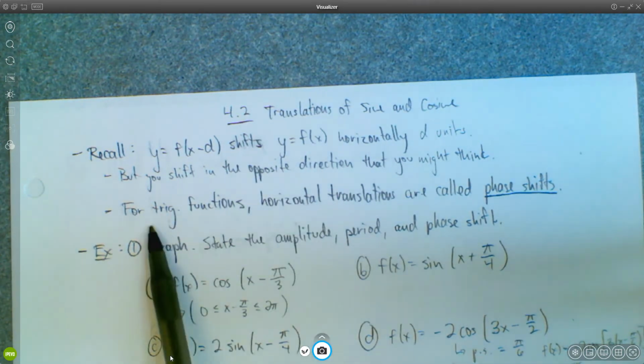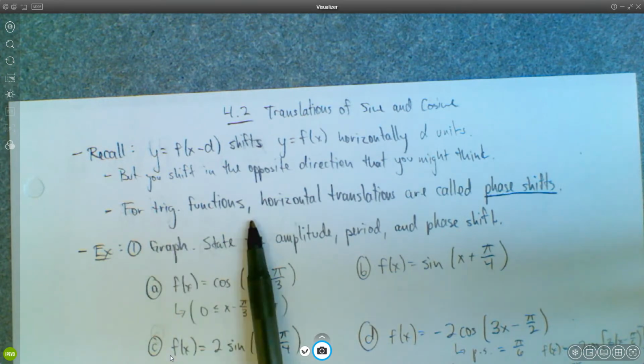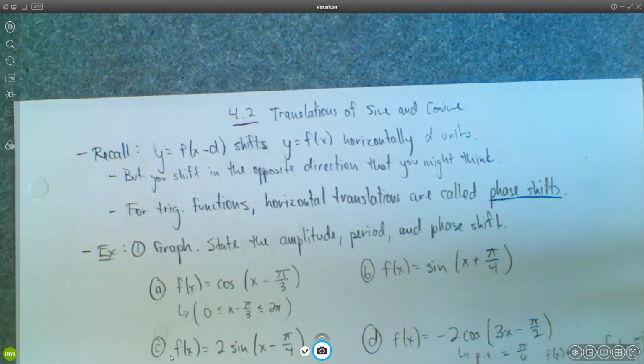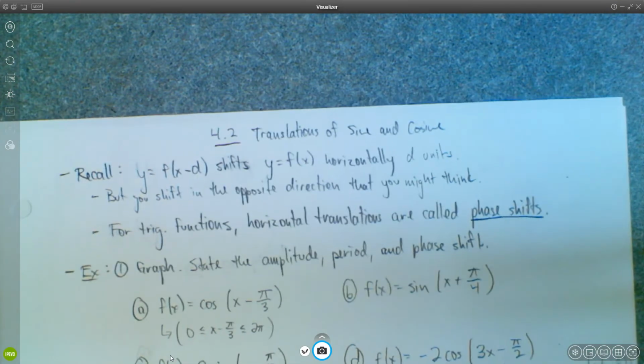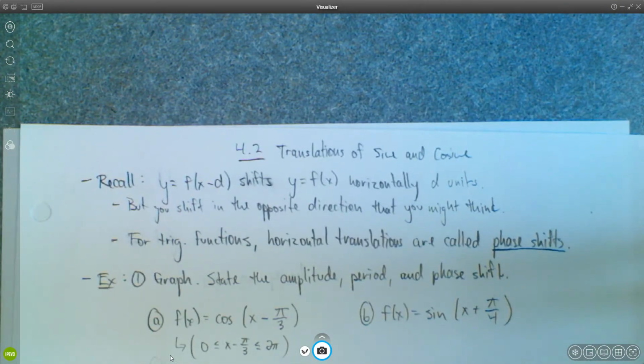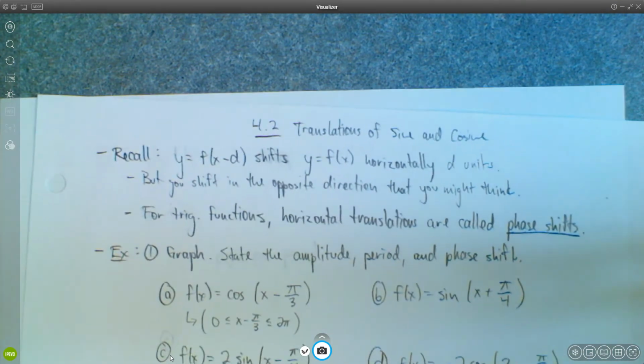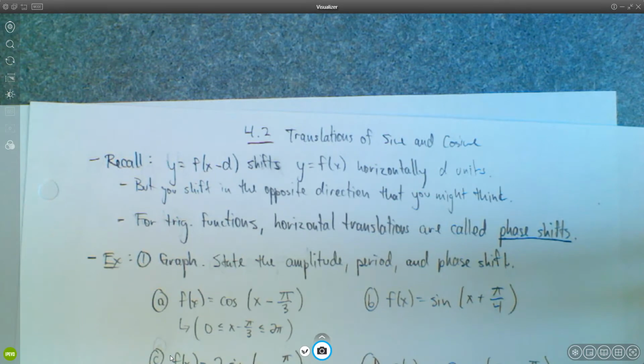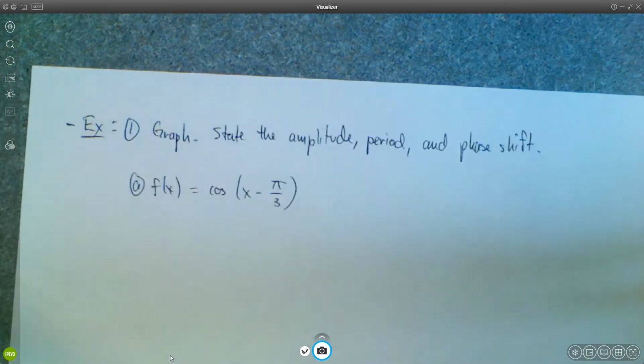Now, for trig functions, it works exactly the same way. But these horizontal translations, we call them phase shifts when we're dealing with trig functions. I'm not exactly sure why. And the way that we apply these phase shifts is a little different than the way that you may be used to doing it in your algebra experience. So let's take a look. So let's do some practice.